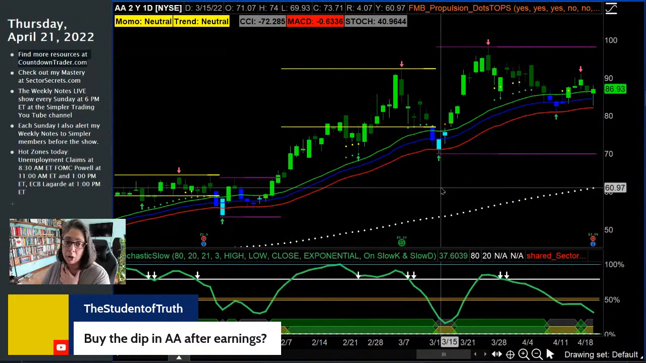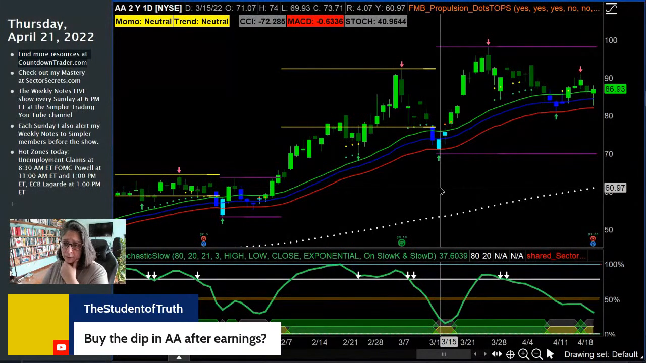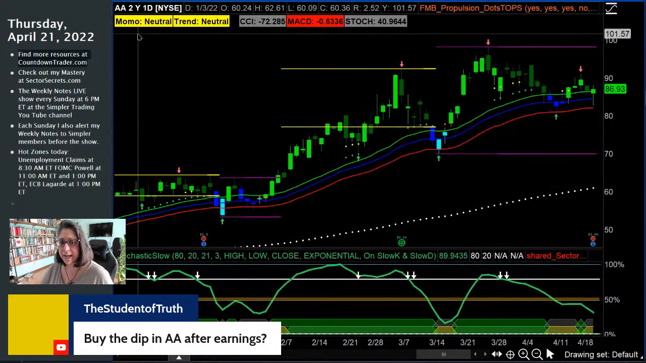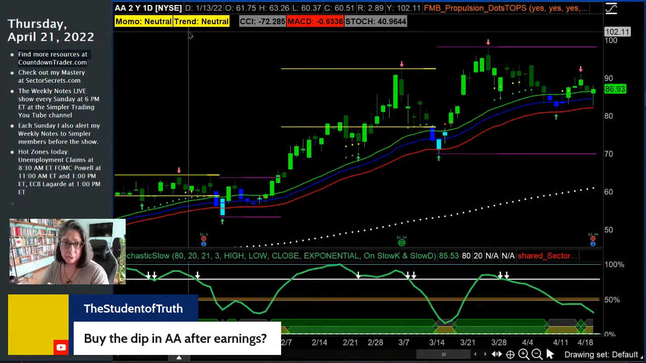What is Alcoa hanging out with? I don't want to short Alcoa. Let's just put that out there first. I don't want to short it. But the question is, after the earnings volatility, is it a buy? And is it the best buy? Is there nothing else in sort of the tide that this individual boat, Alcoa, is in that looks better, that is double green, that has better structure?